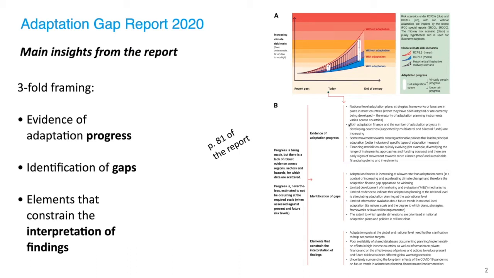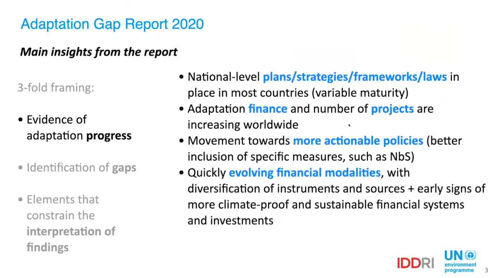All this information is gathered in a synthetic figure, which is on page 81 of the report. I won't go into the detail, but I will go through the main points. In terms of progress, you already heard some of these conclusions in the previous presentations, but there is some convergence from one chapter to another, and it's important to remind some of these points. So the first one in terms of progress is that national level plans, strategies, frameworks, and laws are in place in most of the countries, although with variable degrees of maturity, but they are in place, and this is good news.